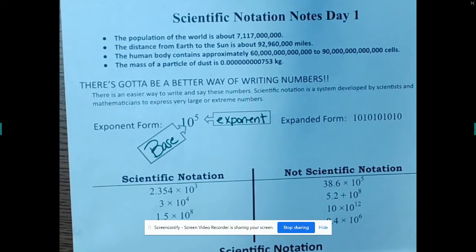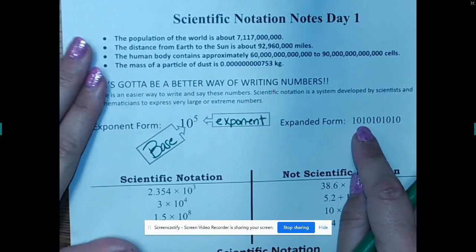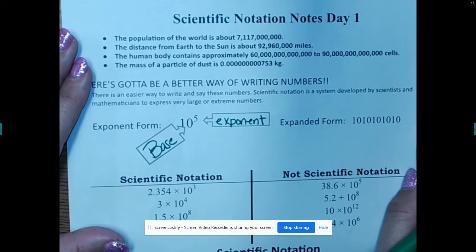Make sure you're doing the day 1. There are 2 of them, okay? So the exponent is this little bitty guy. This is what expanded form is. It's this big, long number.